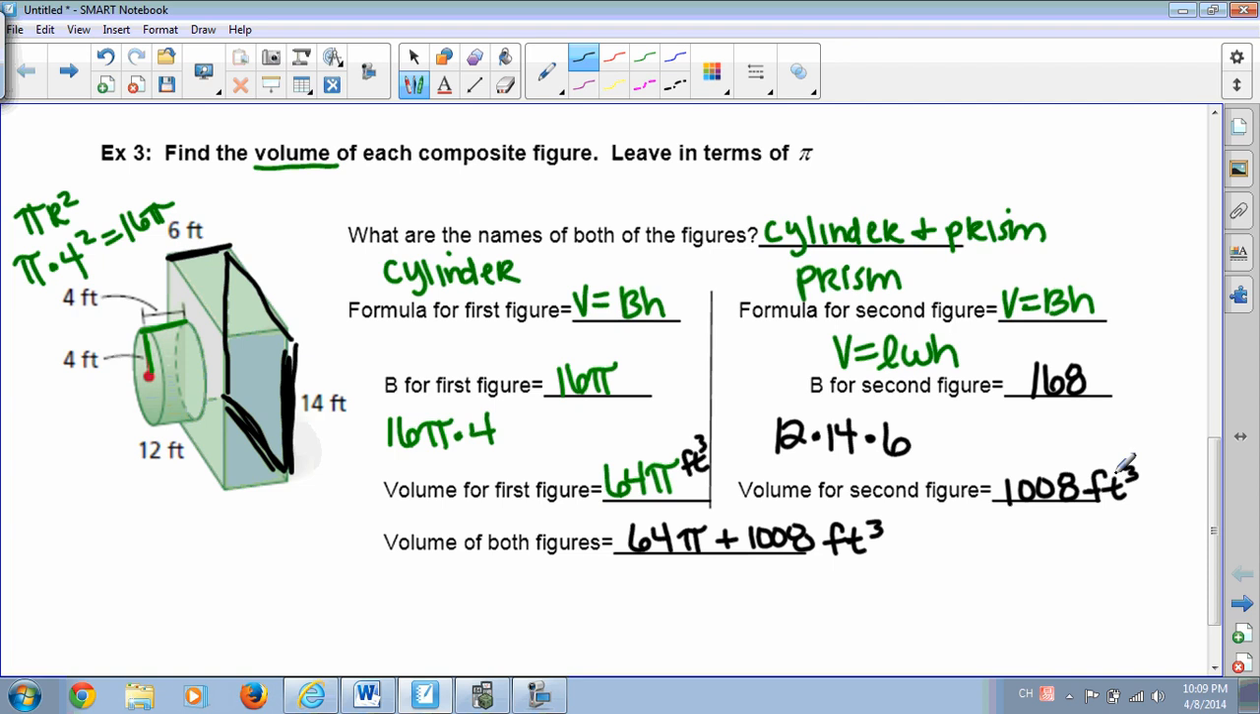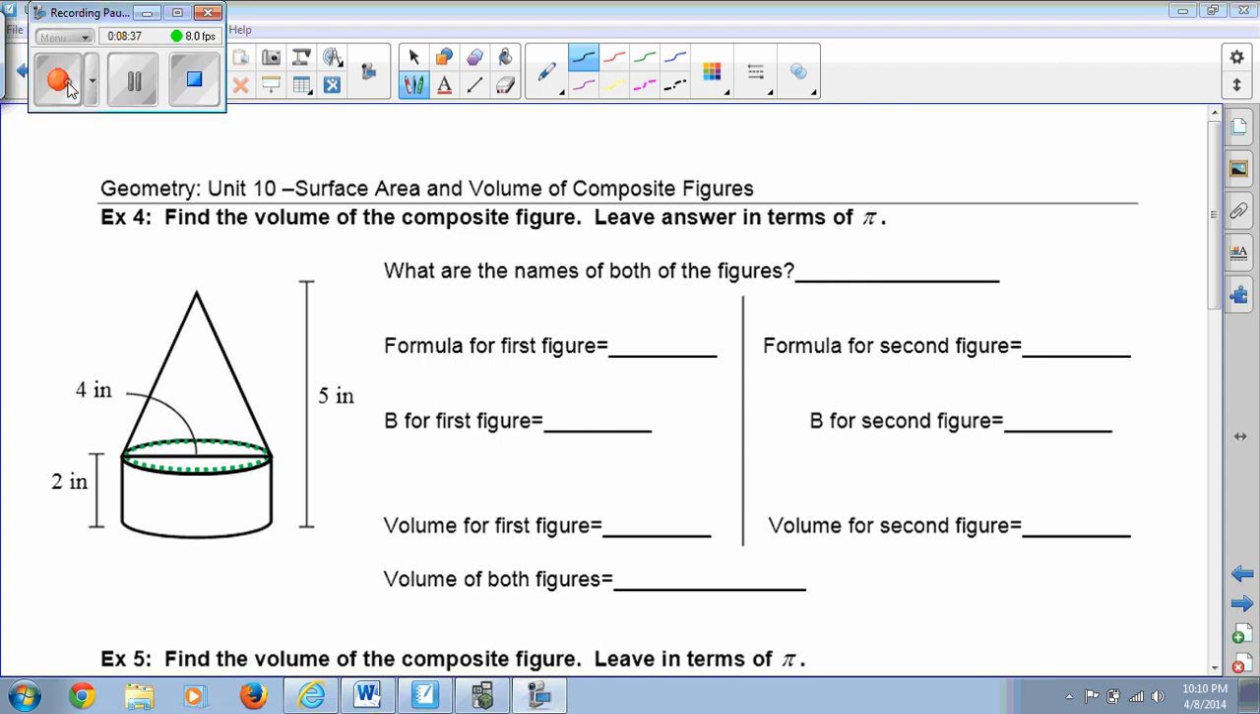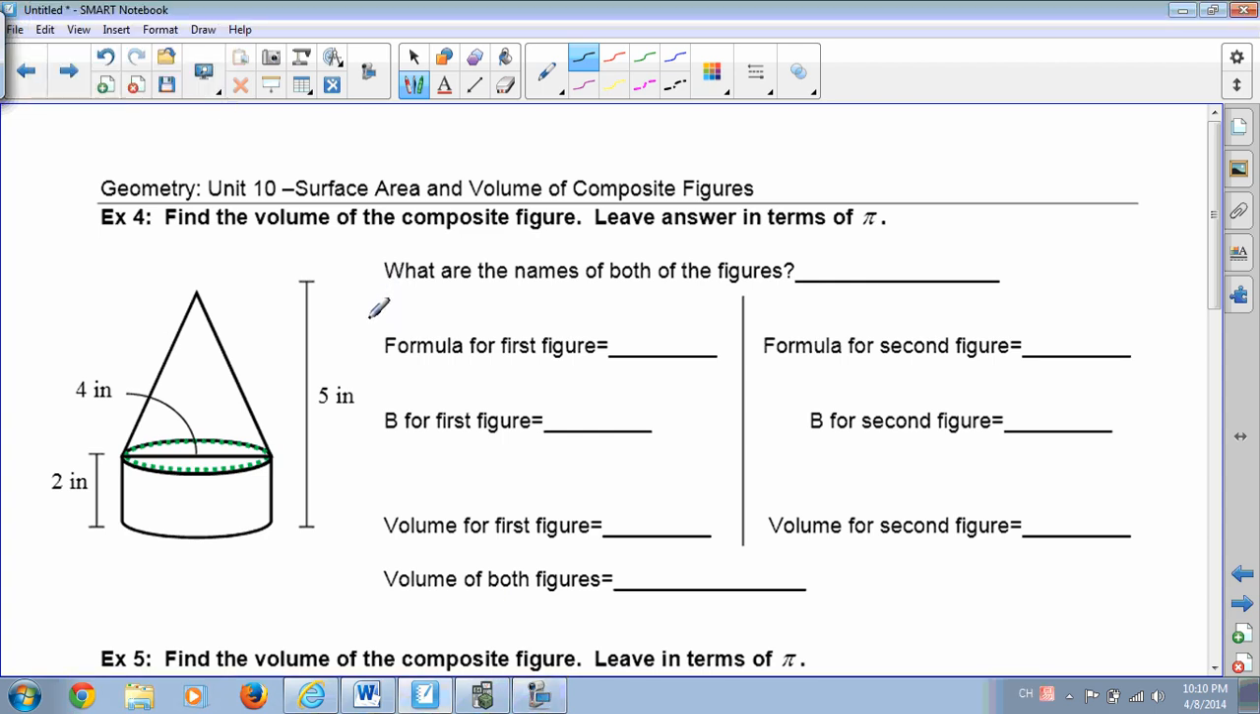Okay, let's go ahead and go to the back of our notes. We're looking at example number 4. Again, we are finding the volume of the composite figure. Leave your answer in terms of pi. What are the names of both of the figures here? Well, the top figure is a cone, and the bottom figure is a cylinder. So just like the previous problem, we're going to focus on this left side as our cone, and the right side is going to be the volume of our cylinder.